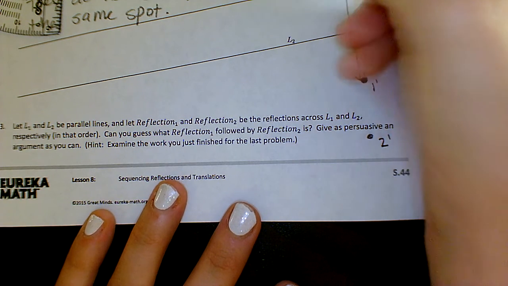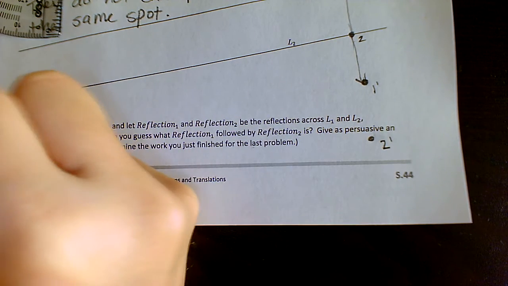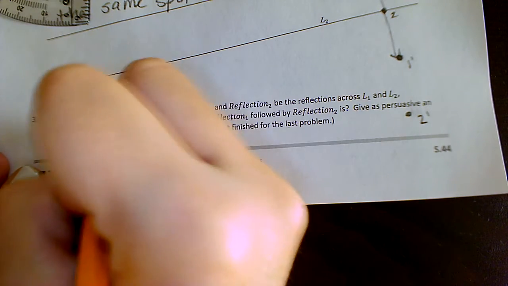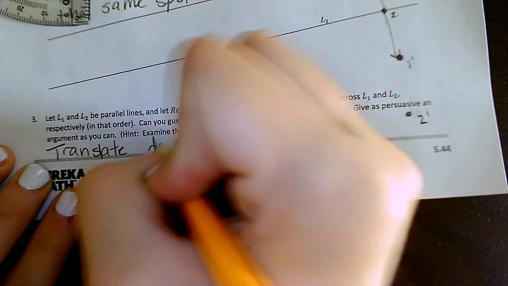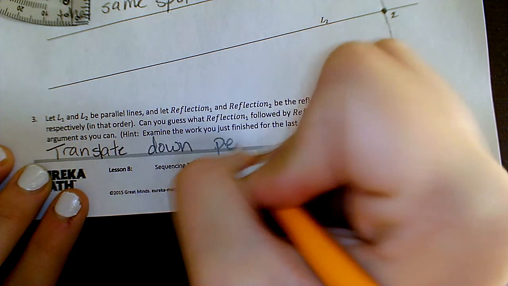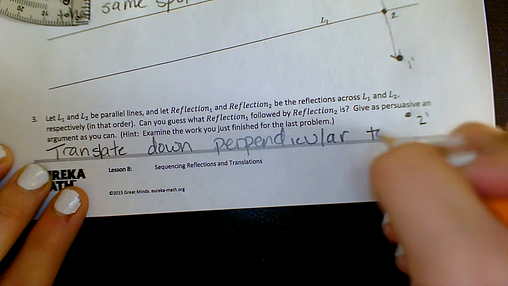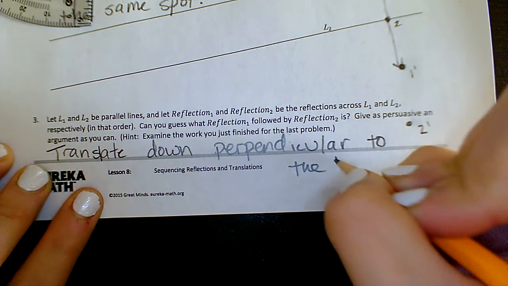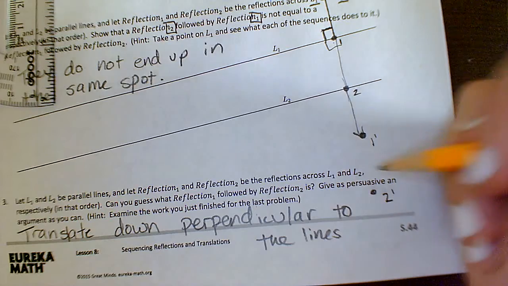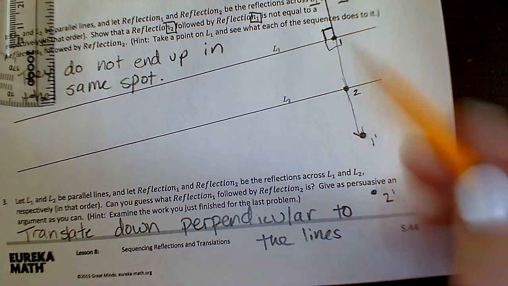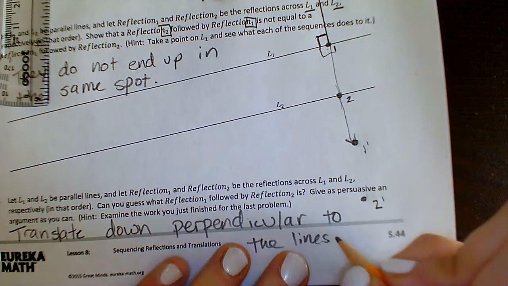And it would be a reflection down in a perpendicular direction. Or not a reflection, a translation. Translate down, perpendicular to the lines. That's another way that we could get from point 1 to 1 prime, is to translate perpendicularly down. And it does appear to be twice the distance.